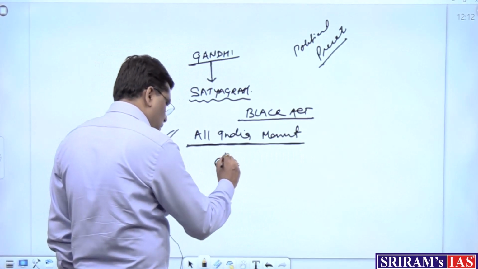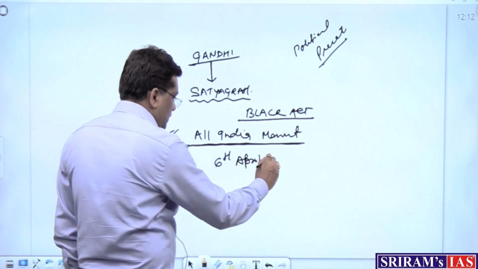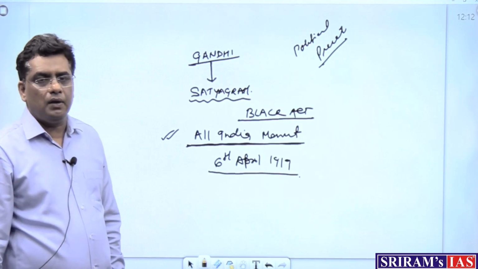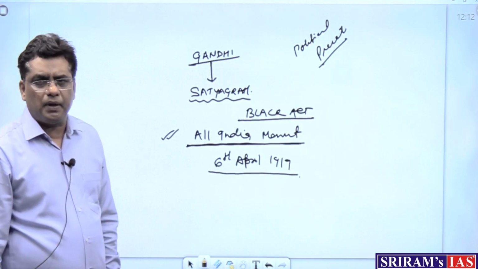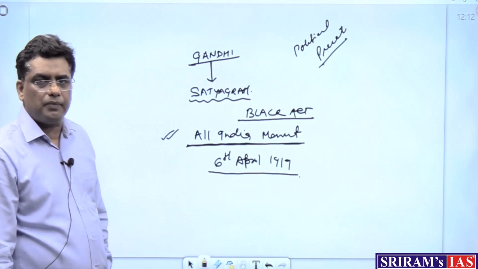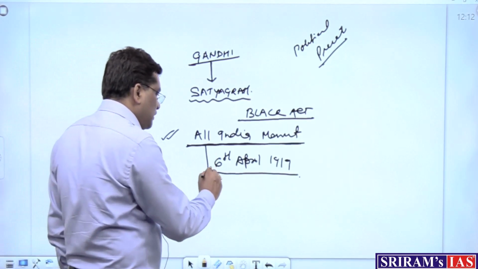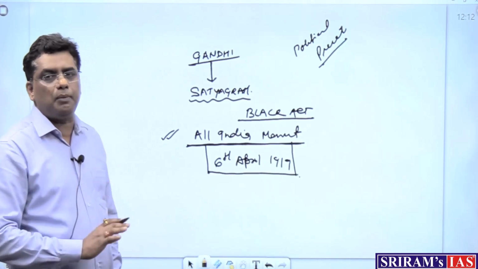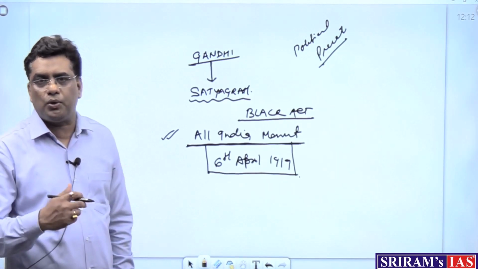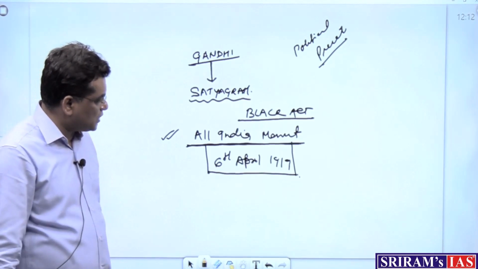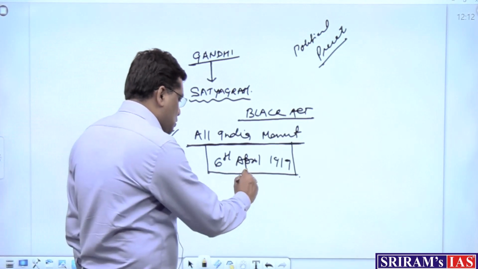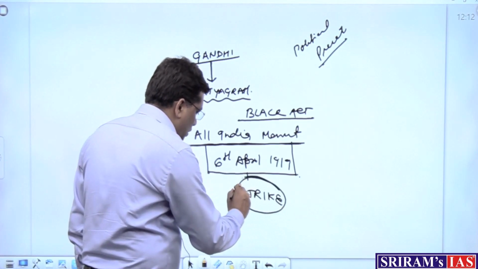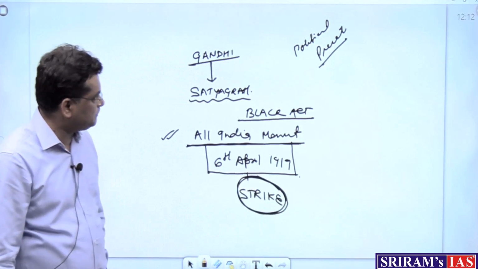Gandhi decided to call a strike on 6th April 1919. It was an All India strike. I told you that this is the first time Gandhi was using this experiment at the All India level, while any movement before that was focused at the regional or provincial level at most. But this is the first experiment with an All India character. So on 6th April 1919, the All India strike was called, and it was a massive success.